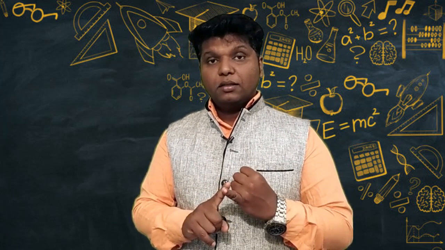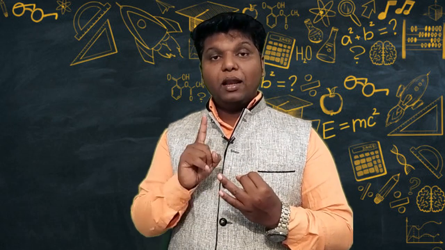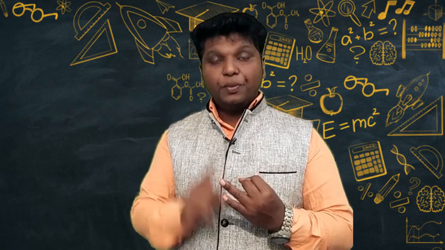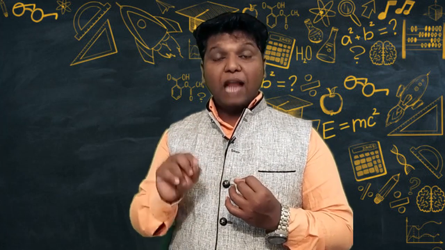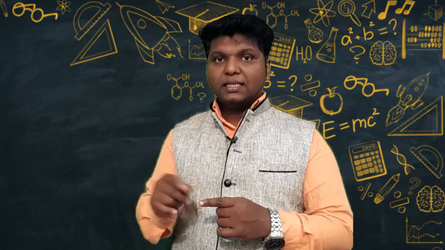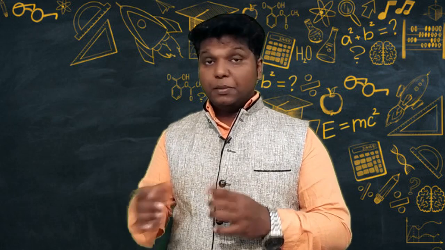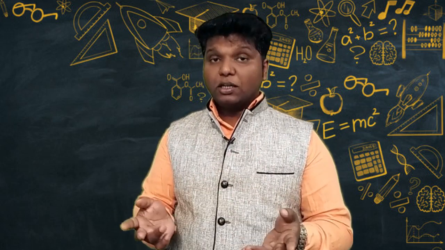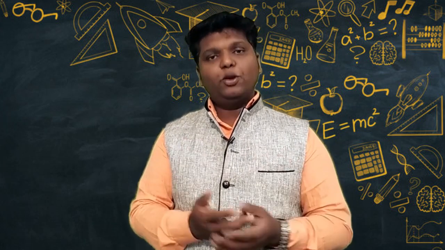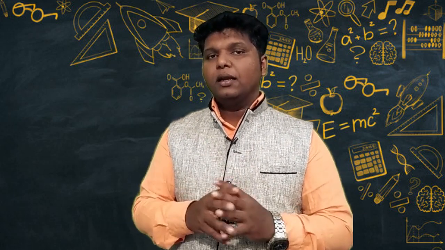If the sum of the zeros and the product of the zeros are given, then the quadratic polynomial p of x is equal to x square minus (alpha plus beta), that means x square minus the sum of the roots multiplied by x, plus alpha beta, that means the product of the roots. That means if the sum of roots and the product of roots are given, easily you can find the polynomial itself. So you should keep this in your mind. That's very important regarding quadratic polynomial.